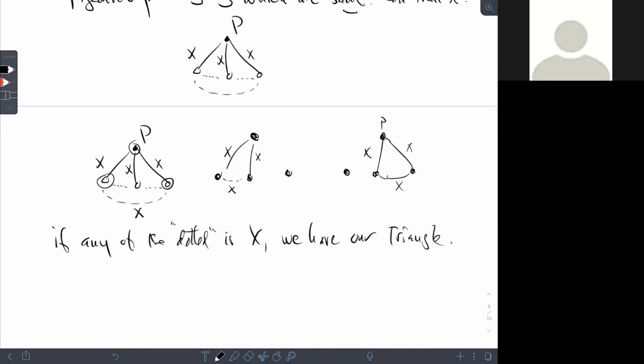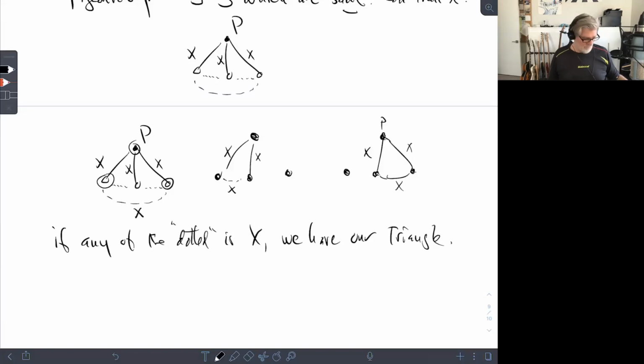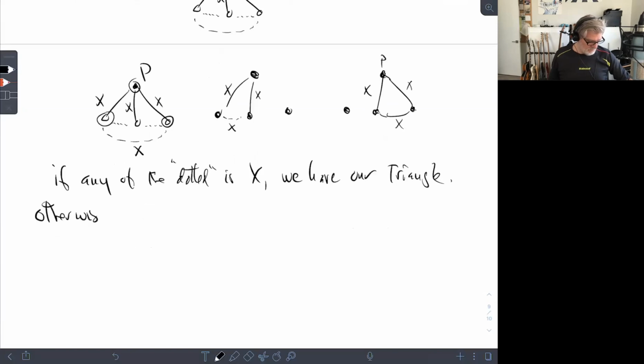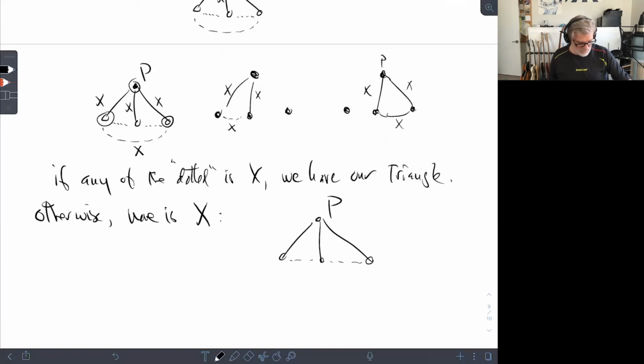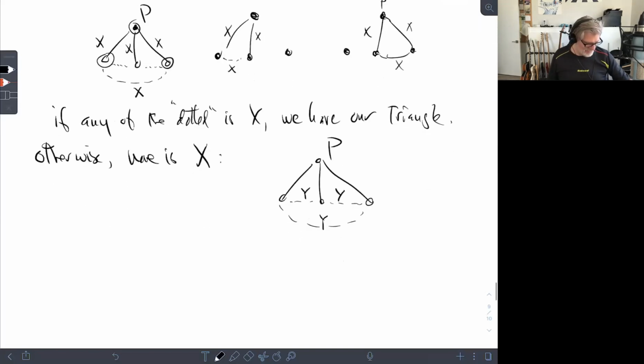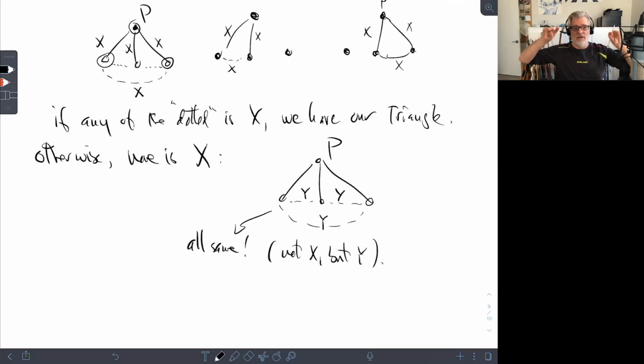Okay. So what's the other possibility? None of them is X, right? So otherwise, none is X. So I've got my person P here, and none of these are the same as X. They're all Y. So I've got my triangle, but then it's that bottom triangle. So not X, but let's say Y. If P loves all these three people, if two of them love each other, then I've got my love triangle. Otherwise, they all hate each other, these three people. So P loves these three people who all hate each other.